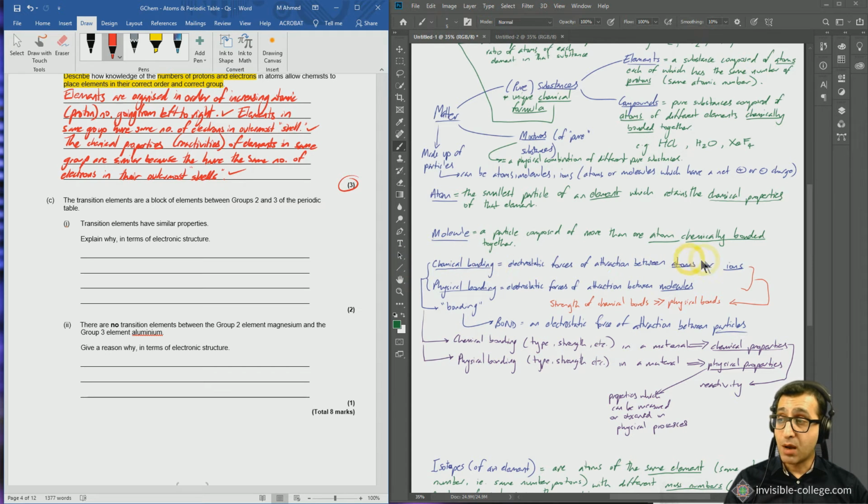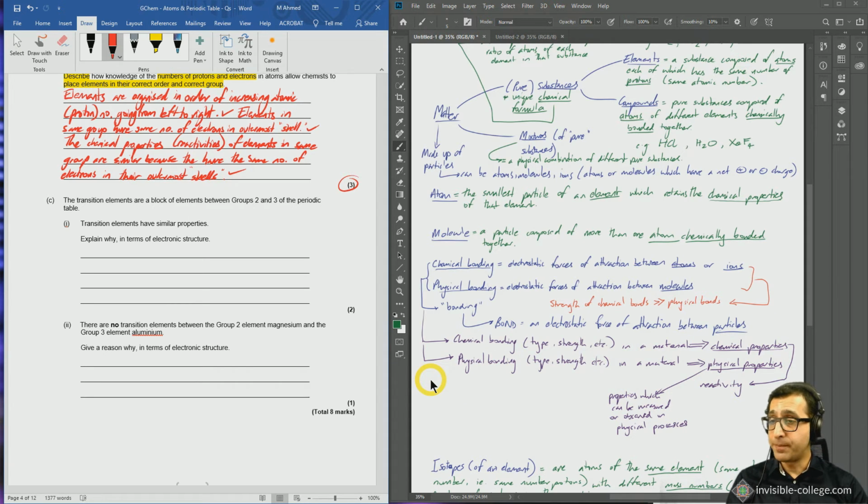Chemical bonding are bonds between atoms or ions, and again, thinking about what you know about bonding between atoms and ions, you should know that chemical bonds, ionic bonds, covalent bonds, metallic bonds, these occur by transferring or sharing electrons from the outermost shells of atoms. Therefore, if you have similar outer shell structures, you must have similar chemical bonding and therefore similar chemical properties.